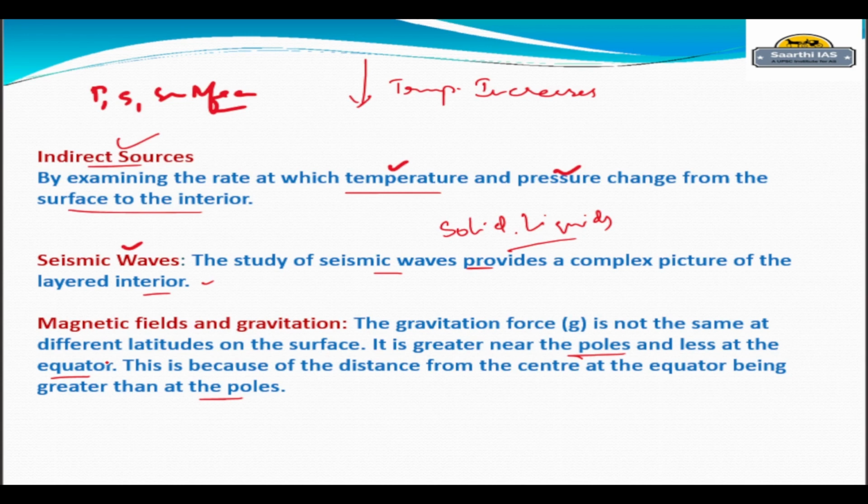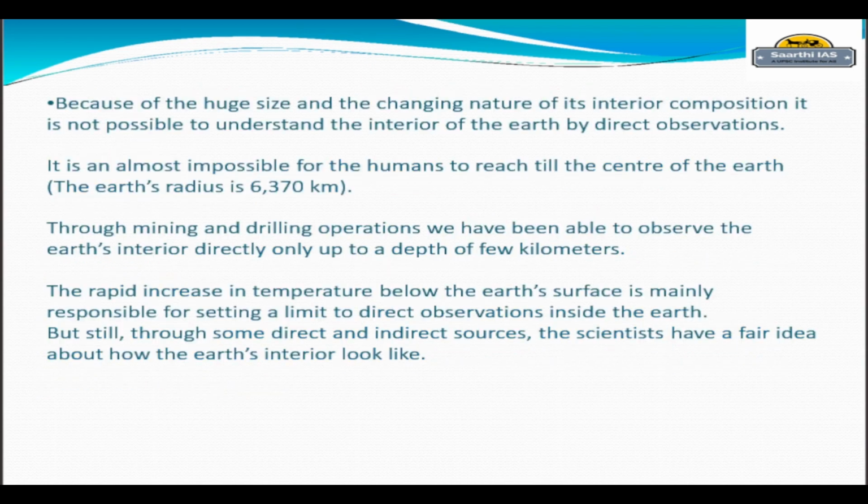So these are the different sources, direct and indirect, that give us information about the interior of the earth. Now, because of the huge size and the changing nature of its interior composition, it is not possible to understand the interior of the earth by direct observations. It is almost impossible for humans to reach the center of the earth. So these sources, indirect and direct, are the main sources to get knowledge about the interior of the earth.